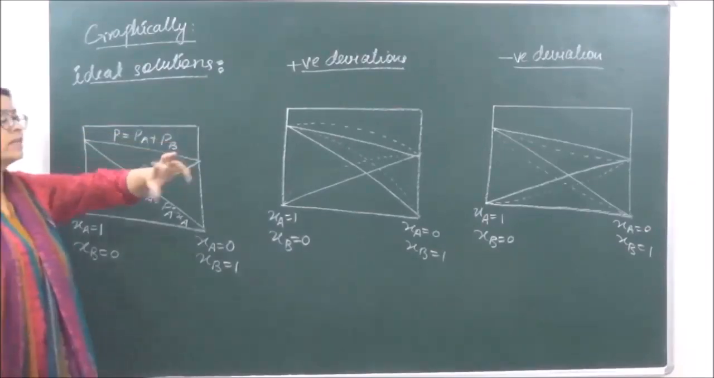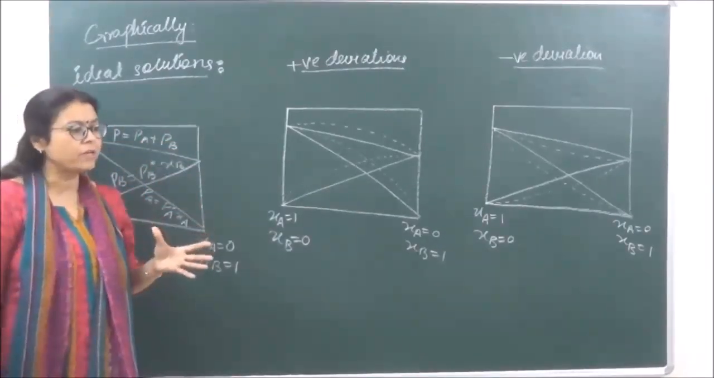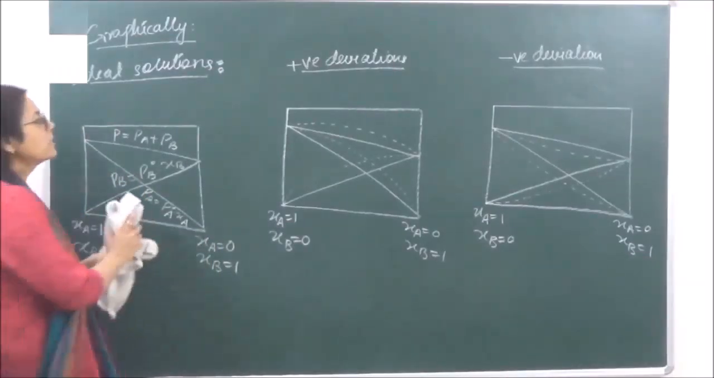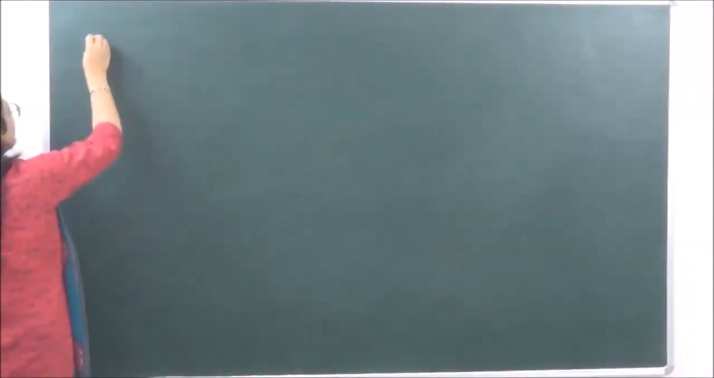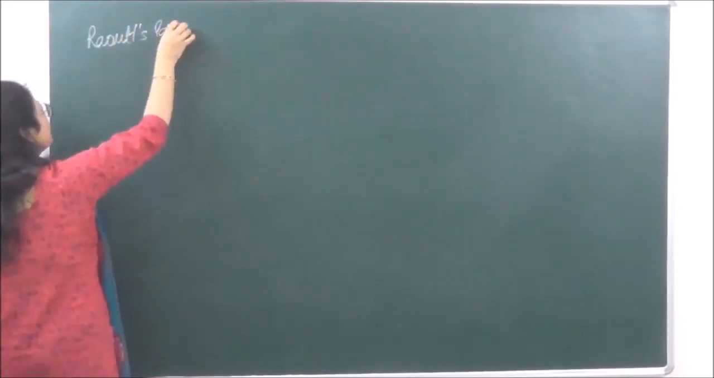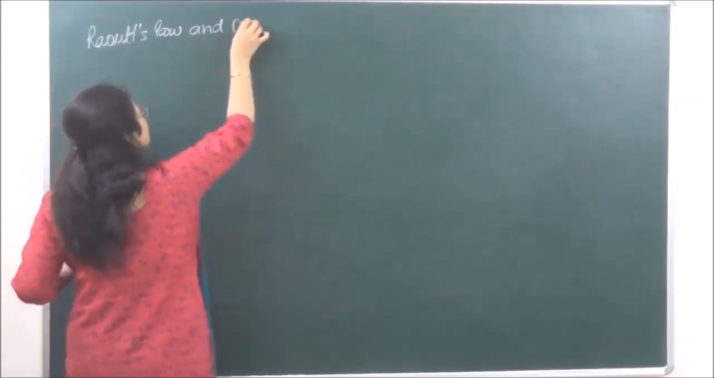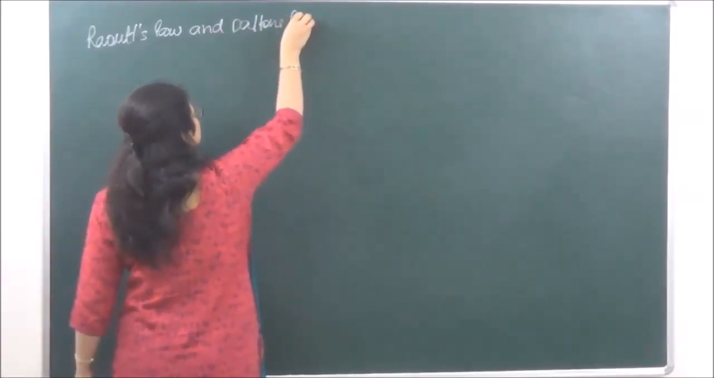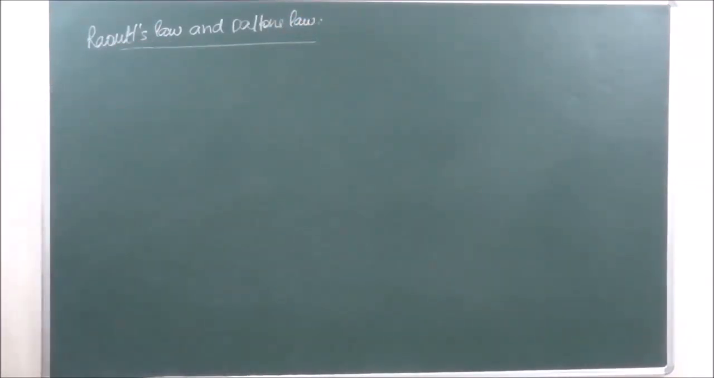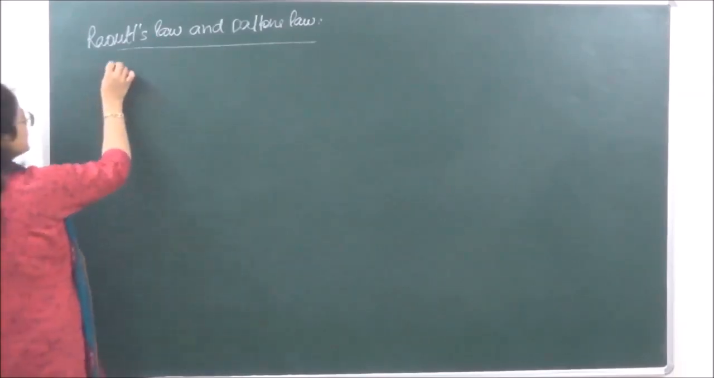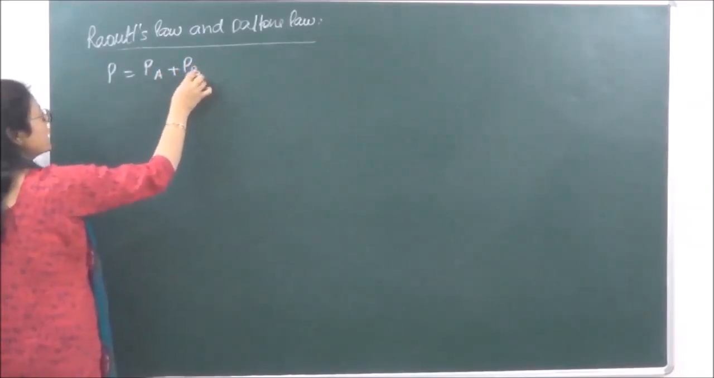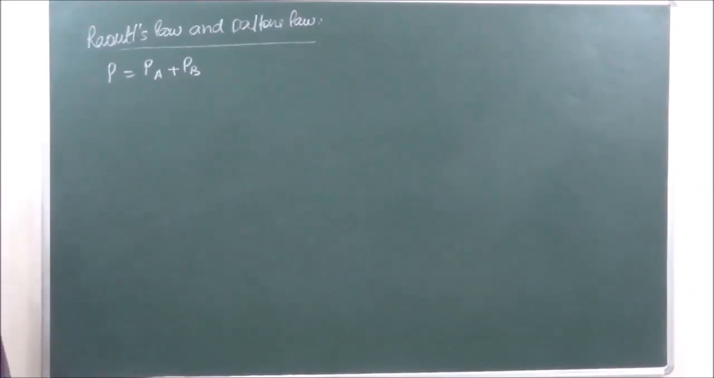Now Raoult's law, we can say, is a special case of Henry's law. Let's see how. Before that, let's combine Raoult's law and Dalton's law of partial pressure. Now, what does Dalton's law of partial pressure say? Dalton's law says that P is equal to PA plus PB, if there are two components or two gases. Dalton's law of partial pressure is only for gases.